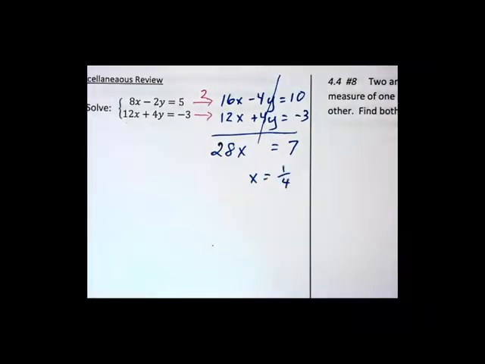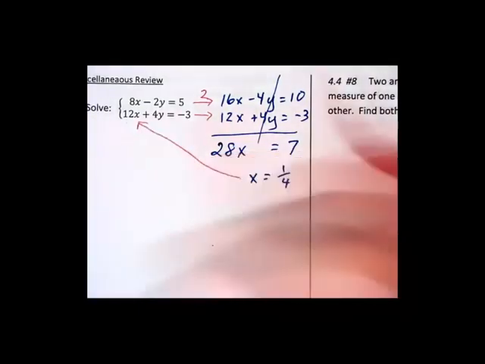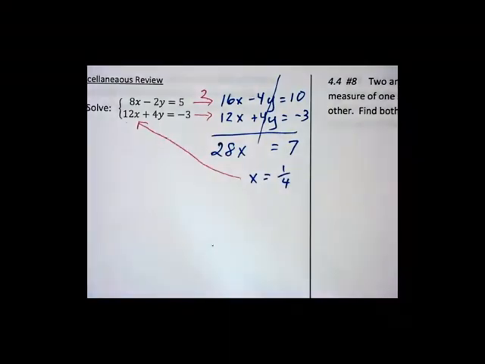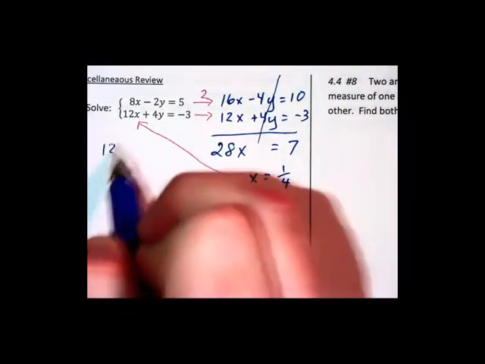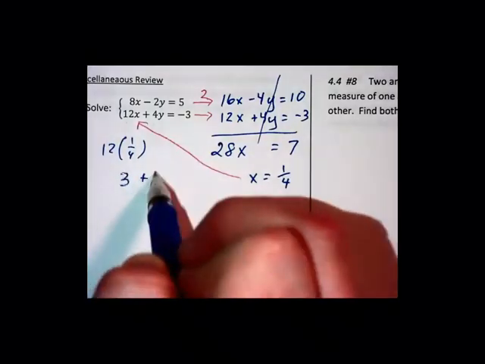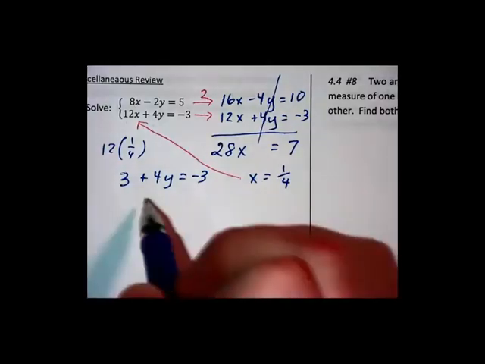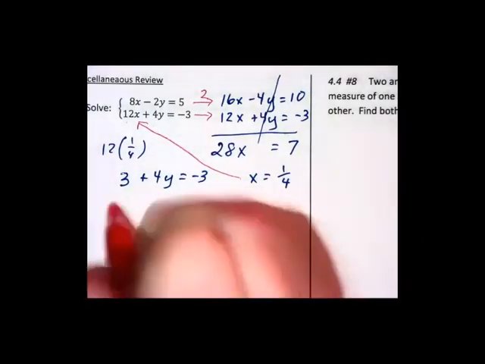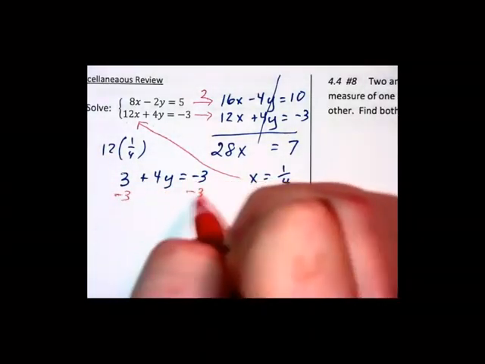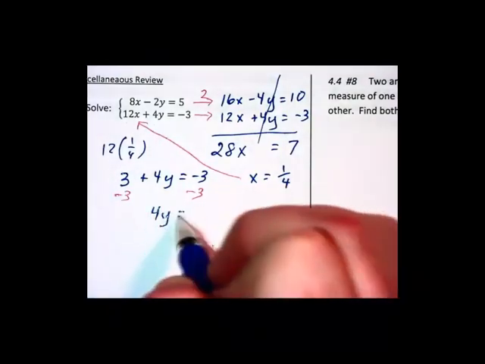Okay, be careful with the fractions there. Substitute that 1/4 into the other equation. We're going to have 12 times a fourth. That's going to become 3 plus the 4y equals negative 3. Subtract 3 on each side. Let me write that out. Gives us 4y equals negative 6.